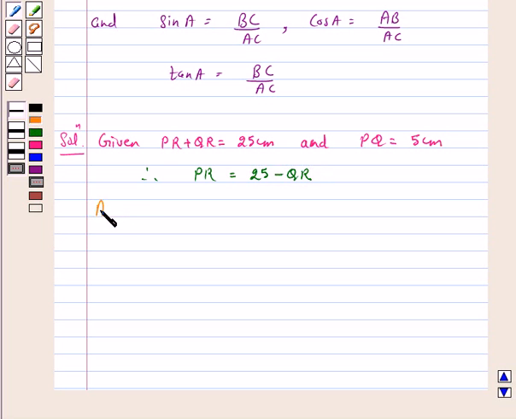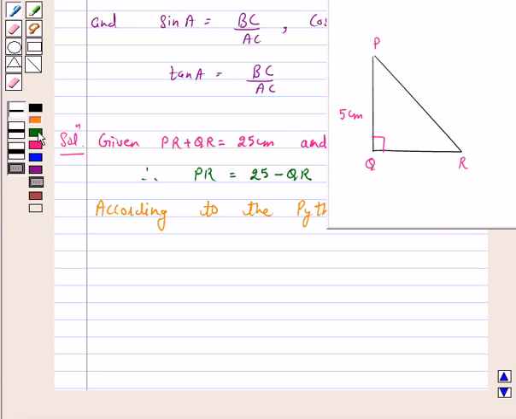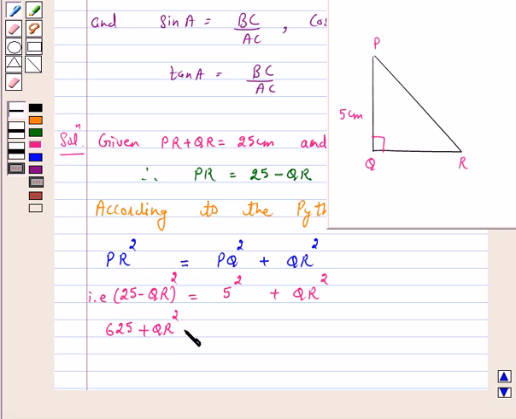Now, according to the Pythagoras theorem, PR square is equal to PQ square plus QR square. That is, (25 minus QR) square is equal to 5 square plus QR square. And this gives 625 plus QR square minus 50 QR is equal to 25 plus QR square.